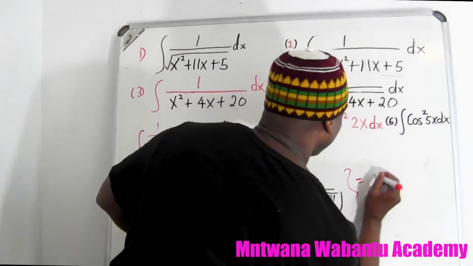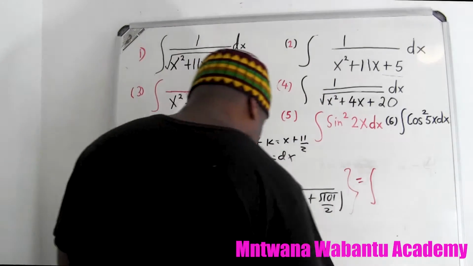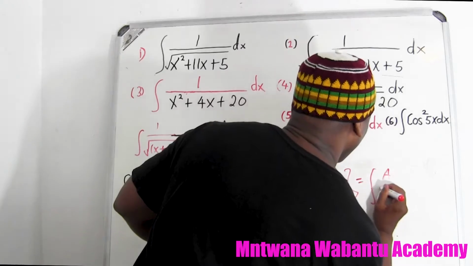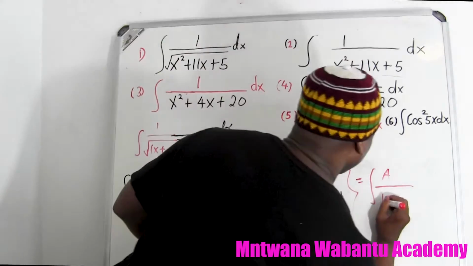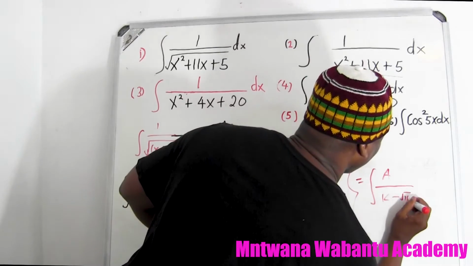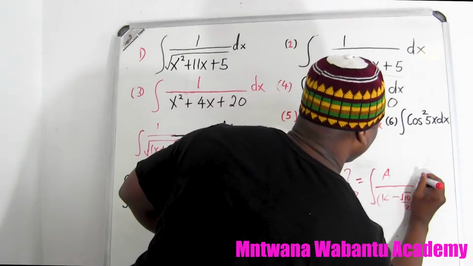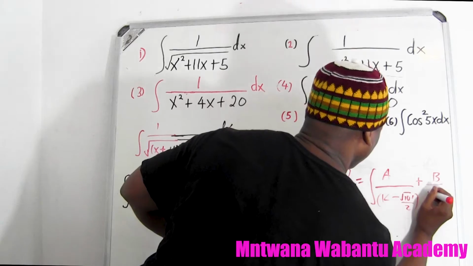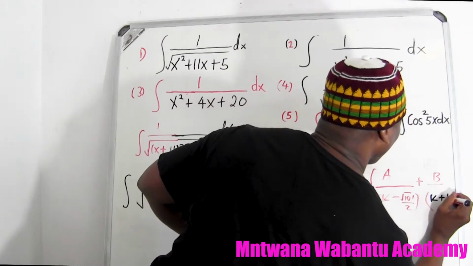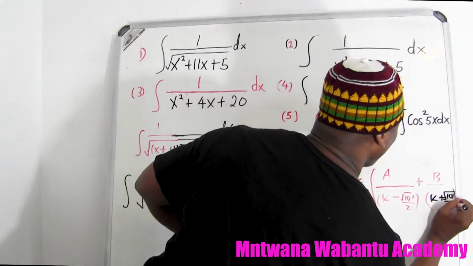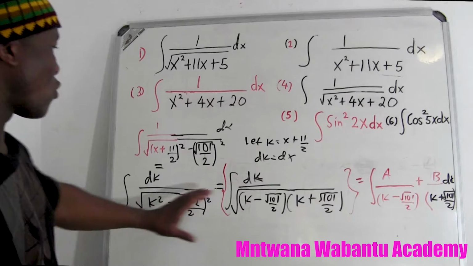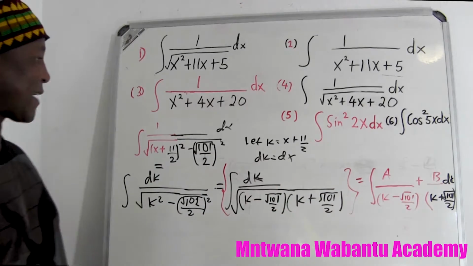So this time we say the integral of a over the first one, which is k, 101 over 2 plus b, 101 square root over 2, close bracket dk. So what I'm going to do, I have to work that one out and come back and replace that.